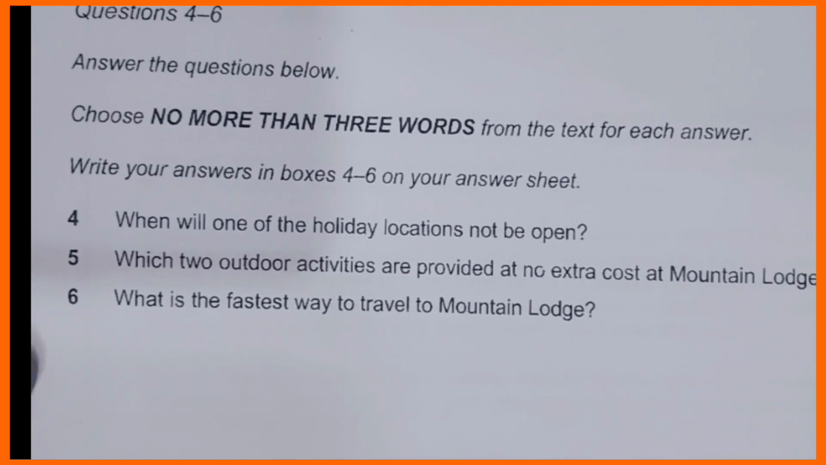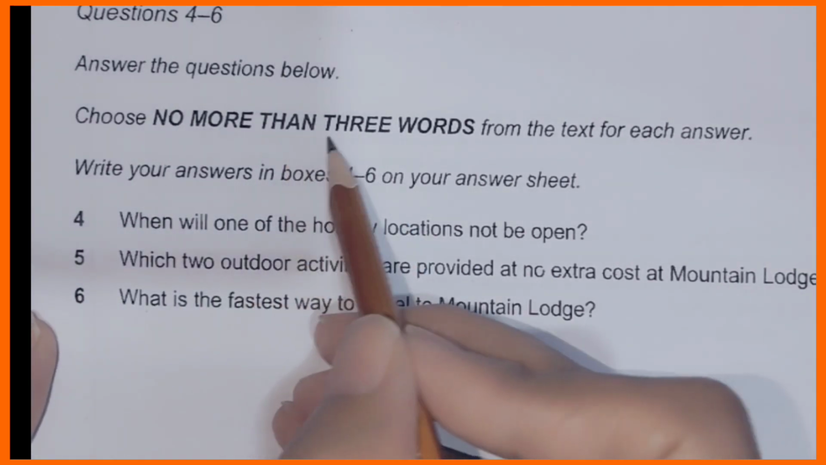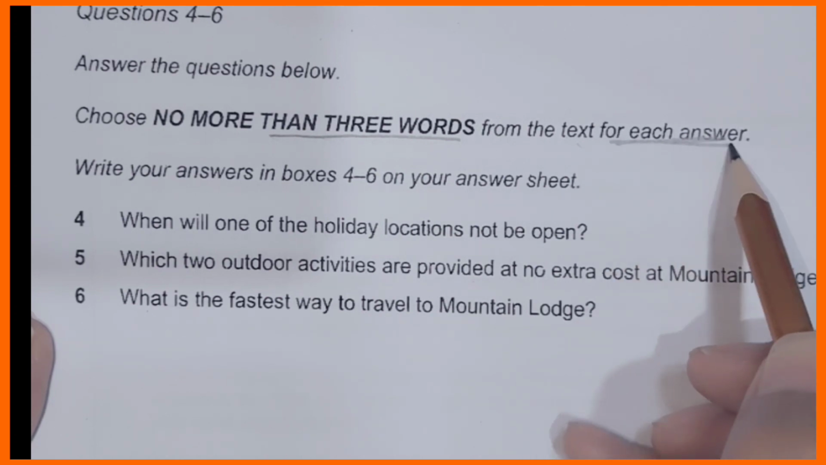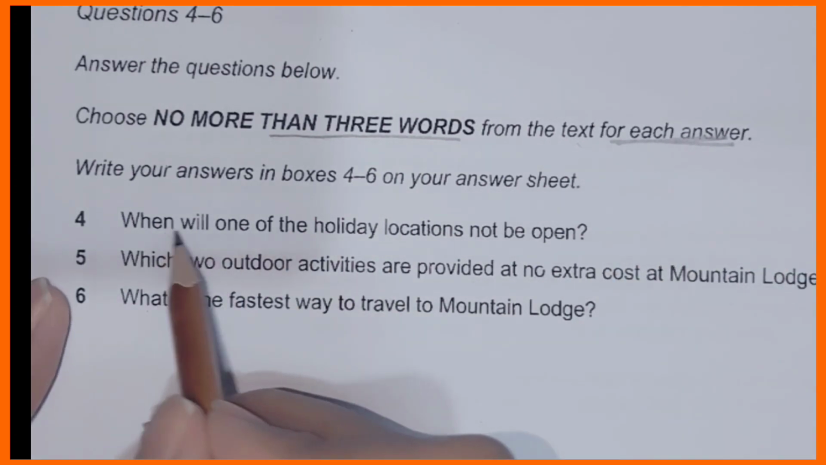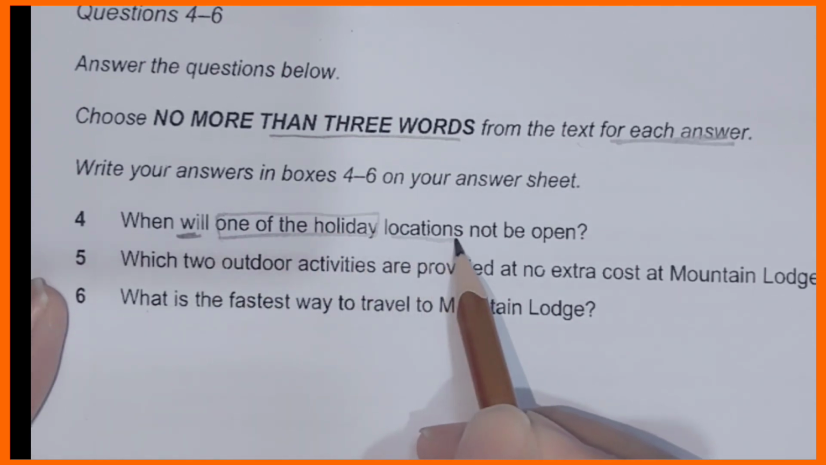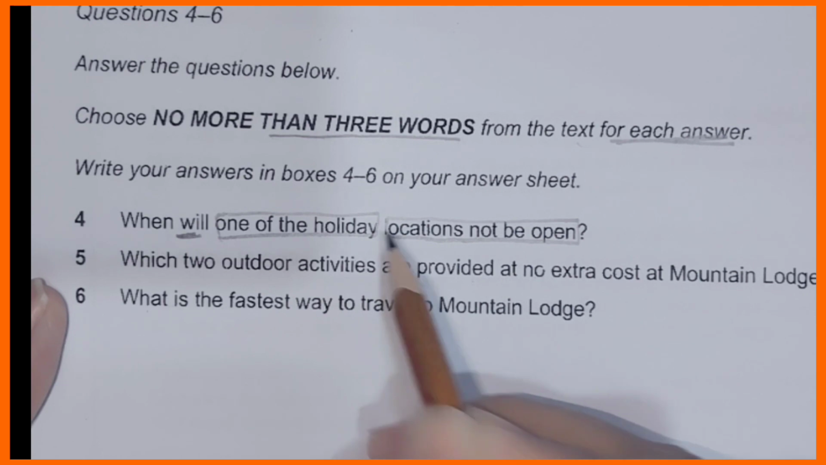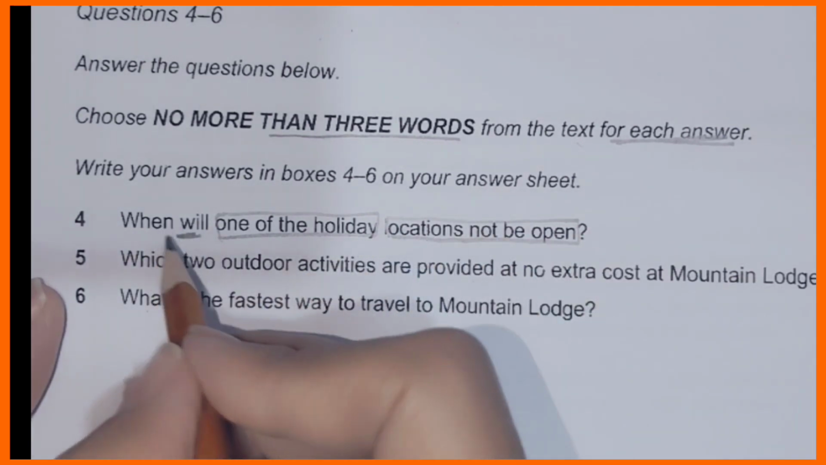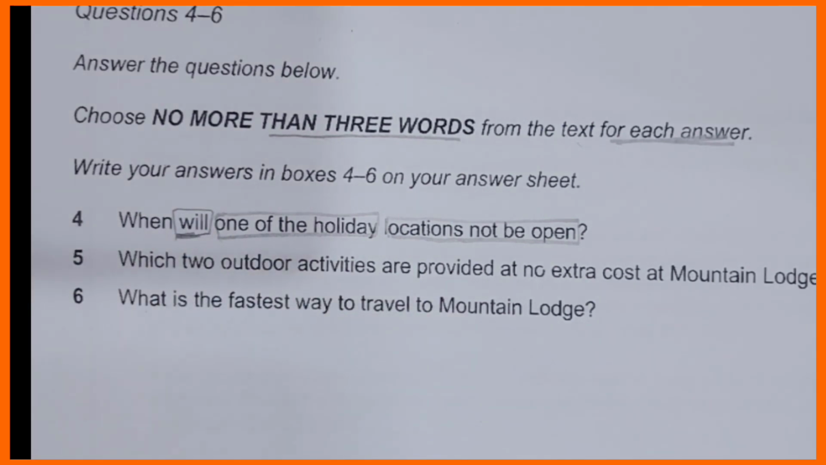Our next question is, choose no more than 3 words from the text for each answer. So we are supposed to find 3 words. When will one of the holiday locations not be open? So always underline keywords. As you can see, I'm not going towards the passages first. First you have to find the keyword, underline the keywords, and then go towards the passage and find the specific location, and after that you just match the answer.